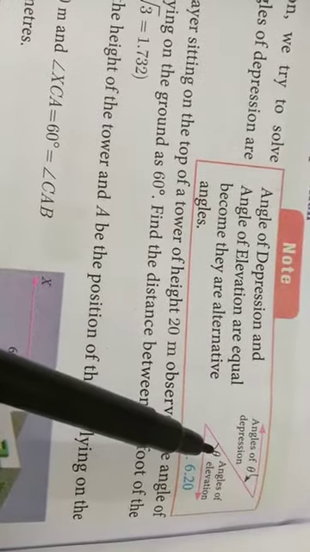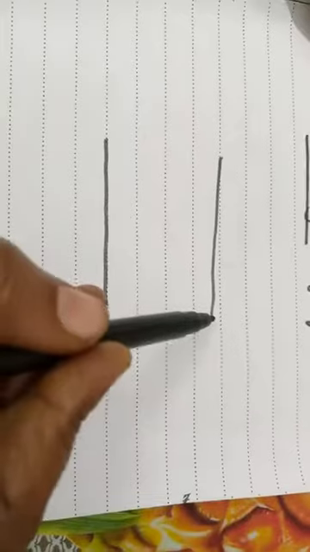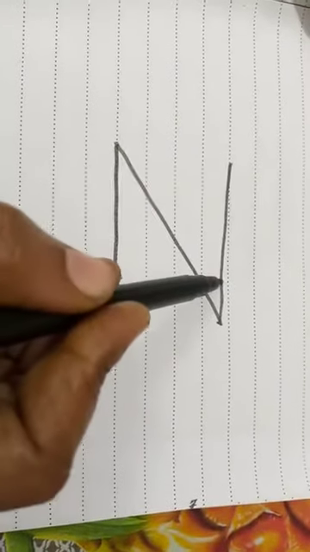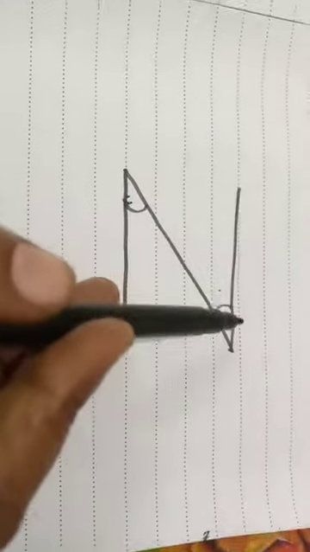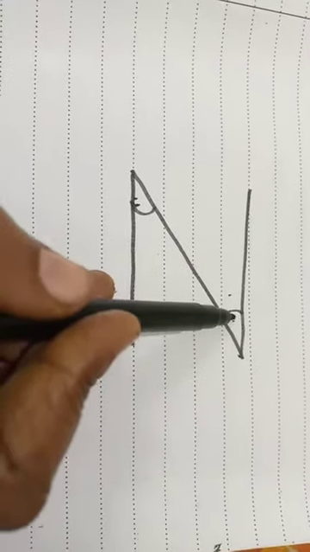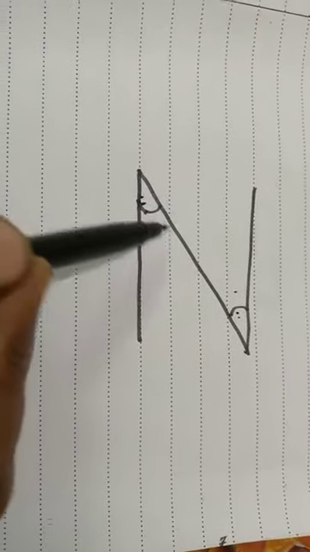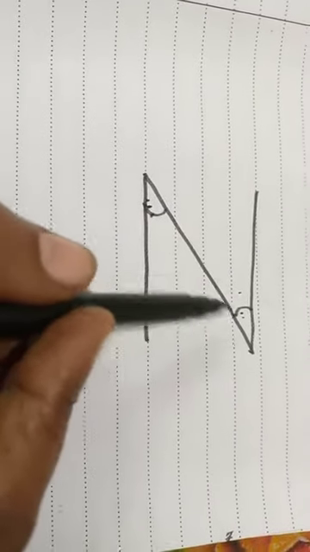How do we identify alternate angles? Do you remember you learned this in lower classes? See this diagram of the angle of elevation. Two lines are parallel and there is a transversal line. The angles formed in the Z shape are known as alternate angles. Alternate angles are always equal. So the angle of depression and the angle of elevation are equal because they are alternate angles.